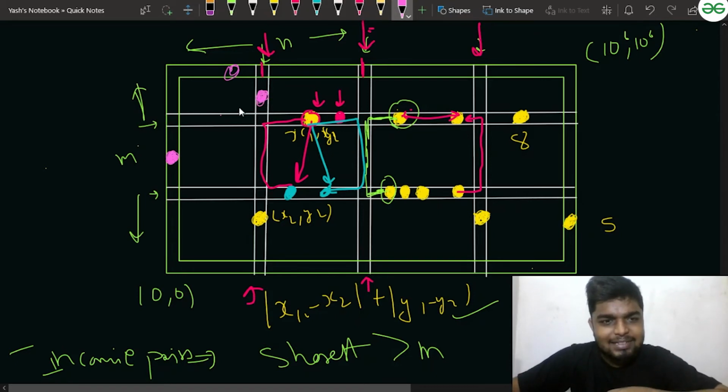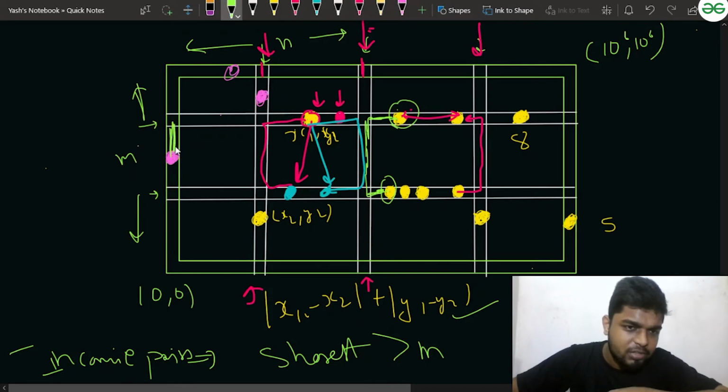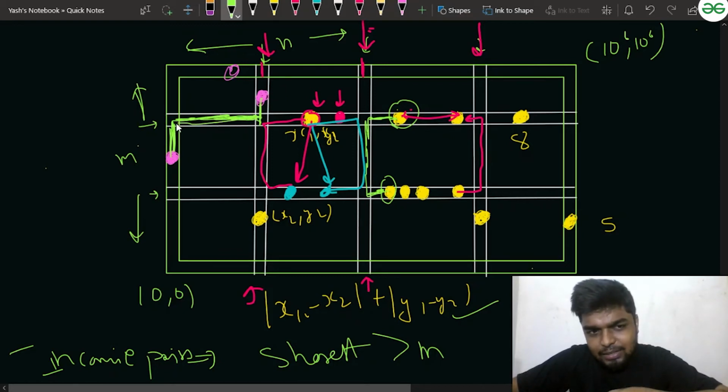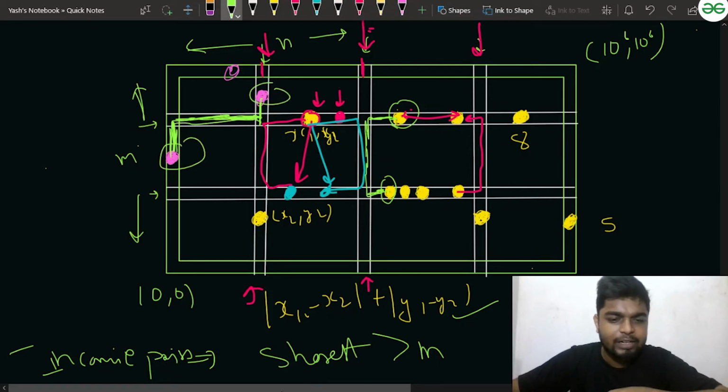So what happens is you can see that what you will be doing is you will first move up, then you will move towards the right, and then you will move towards down, right? Up again. So this is the shortest distance between them, and it is greater than the Manhattan distance between the two. So this is one such pair.